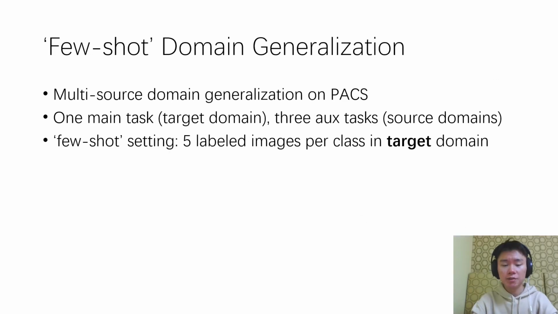And the last experiment is few-shot domain generalization. It's a bit different from traditional domain generalization because in traditional domain generalization, we have some source domains and we have a target domain. We have labeled data for source domains, but we don't have any data, labeled or unlabeled, for the target domain. So this can be seen as multitask learning because the source domains are auxiliary tasks and the target domain is the main task.